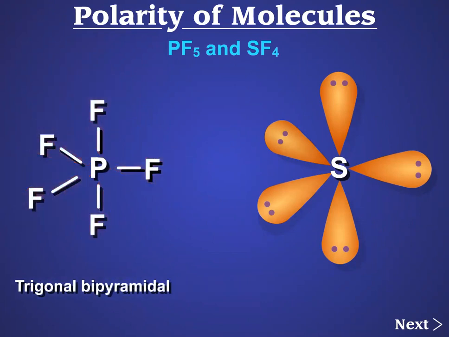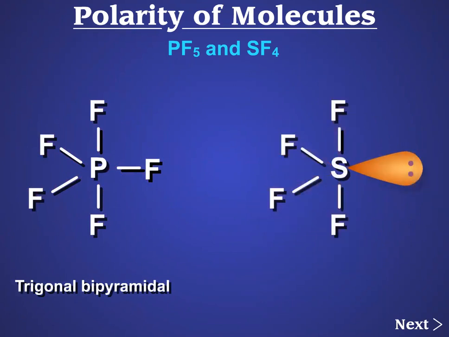The molecular geometry of PF5 is trigonal bipyramidal, but because of the lone pair, the molecular geometry of SF4 is a distorted tetrahedron, or seesaw.